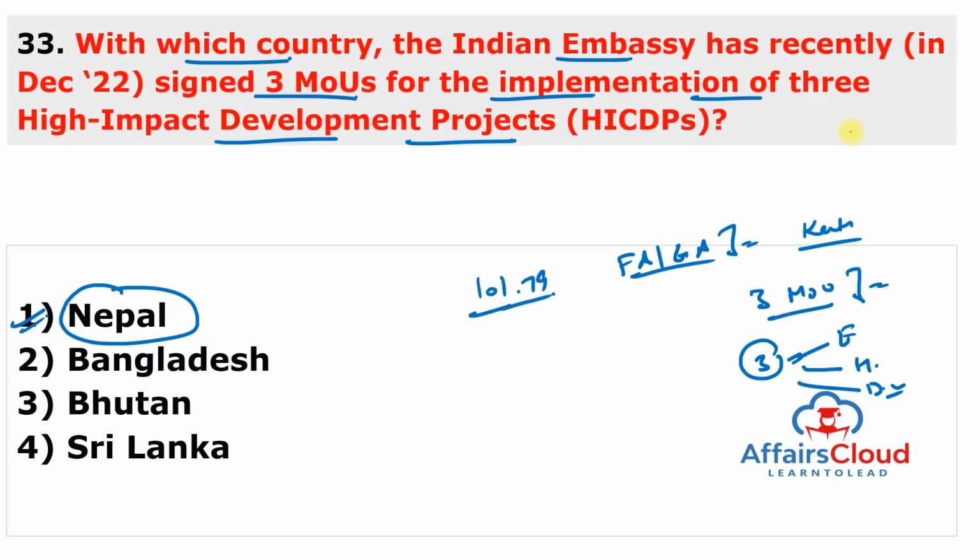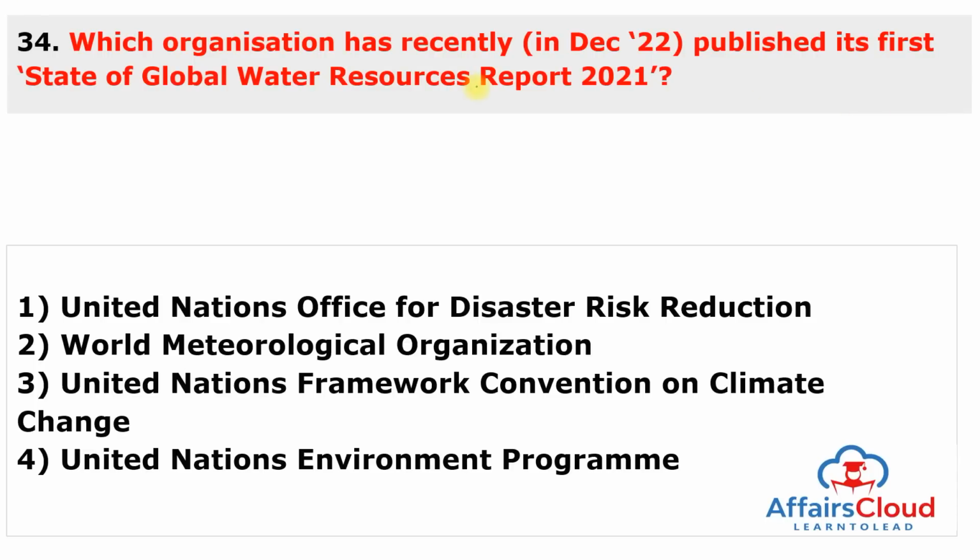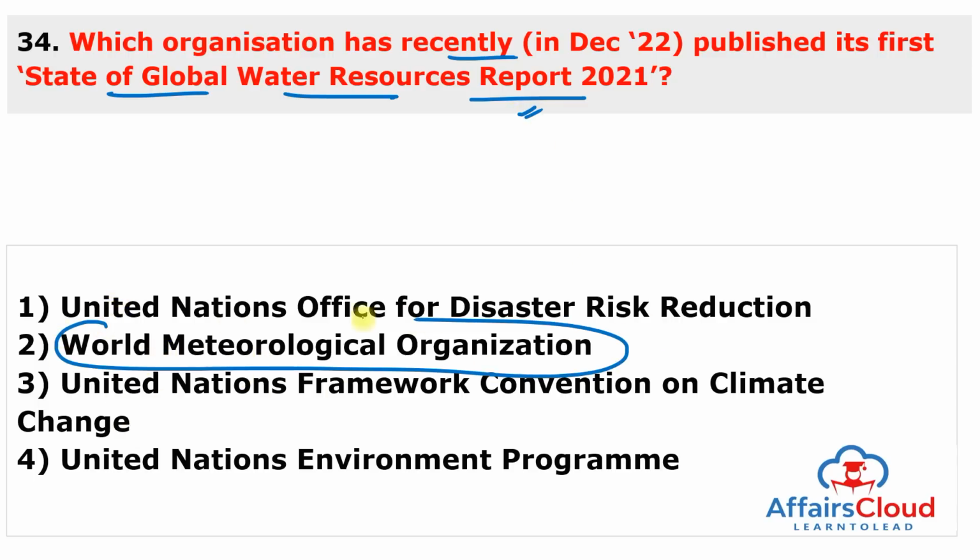Moving to next question. Which organization has recently published its first State of the Global Water Resources Report 2021? This is the first time this report is published, and this organization is World Meteorological Organization. So answer of this question is 2nd.